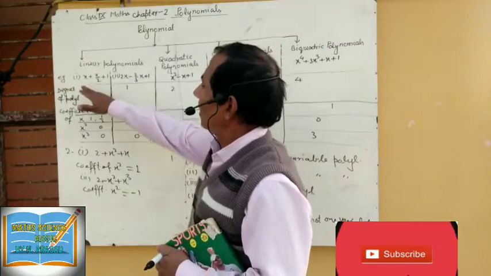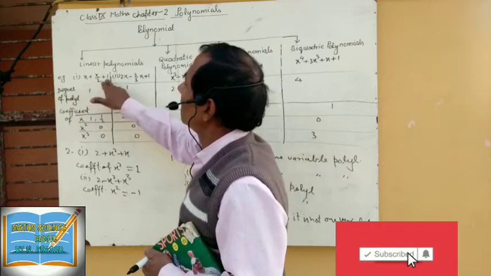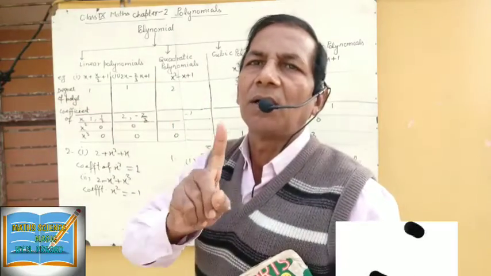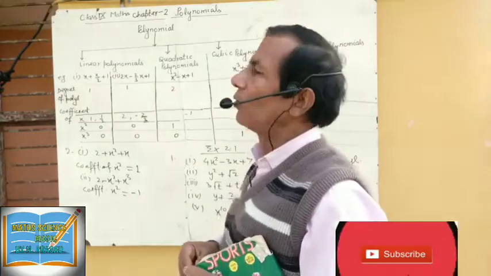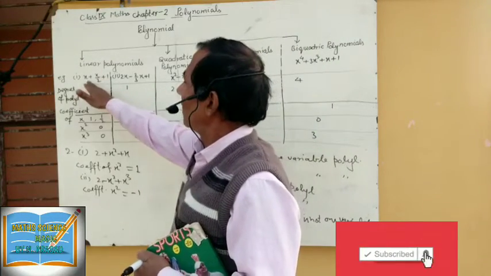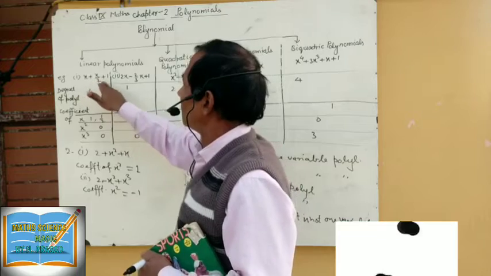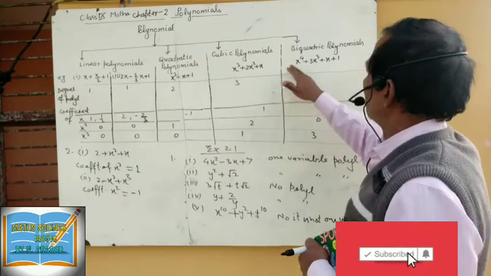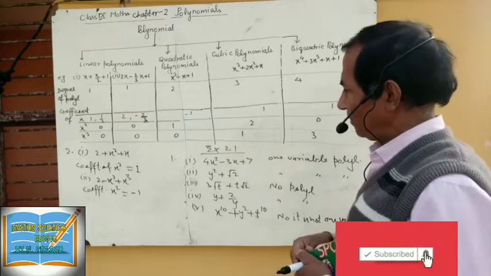Monomial means 1 term polynomial. जिस polynomial में केवल एक term होगा उसको आप monomial कहेंगे. इसमें मुझे कोई भी monomial नहीं दिख रहा है. ये trinomial है. 1, 2, 3 term है. इसमें 3 term, 3 trinomial, this one polynomial.